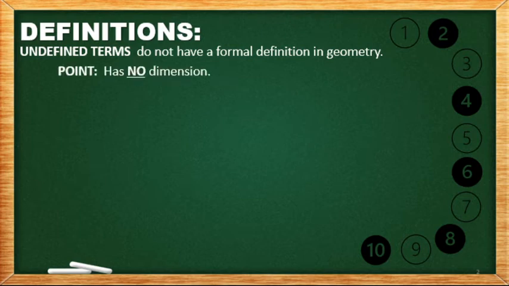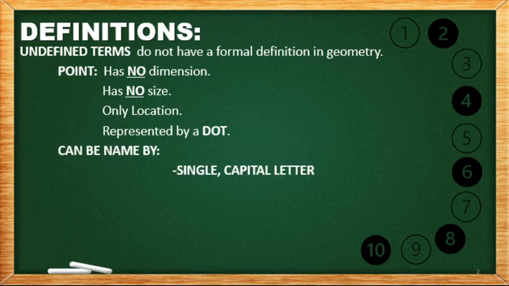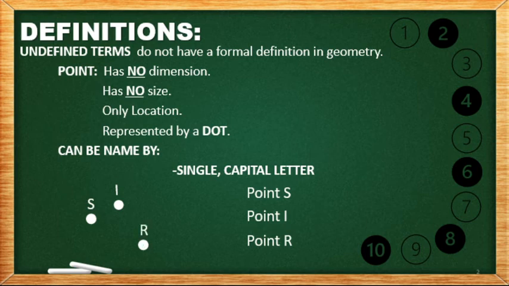The first one is point. Point has no dimension, has no size, only location, and is represented by a dot. Then, it can be named by a single capital letter. For example, point S. The illustration of point S is this one. May dot tayo then the capital letter S. The other example, point I. Ayan, illustration. Point R. Okay.